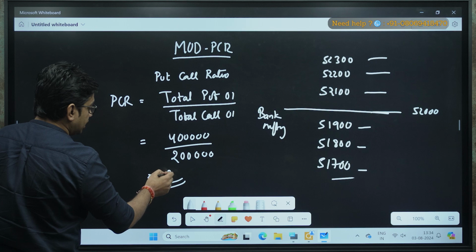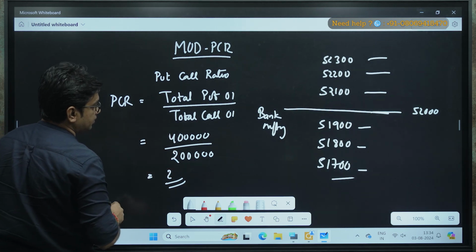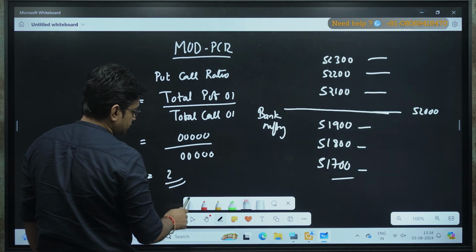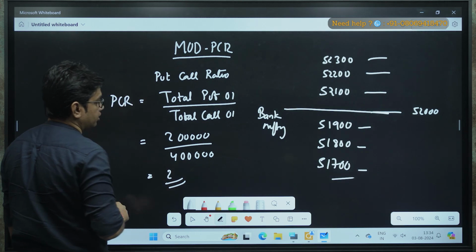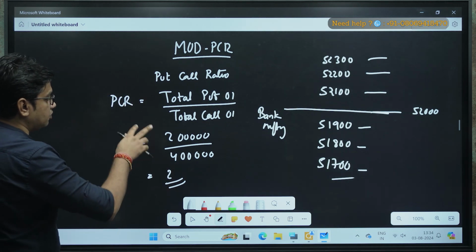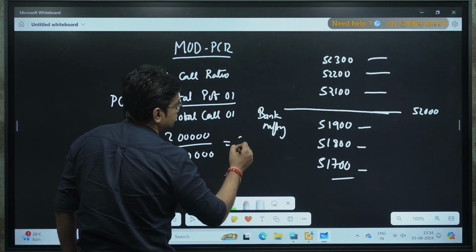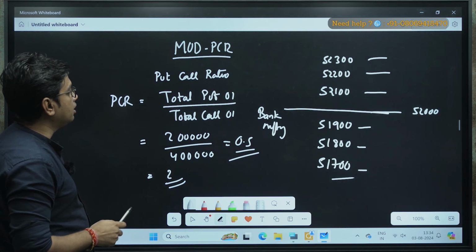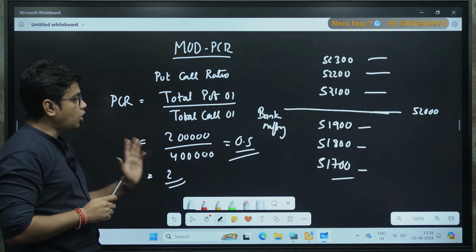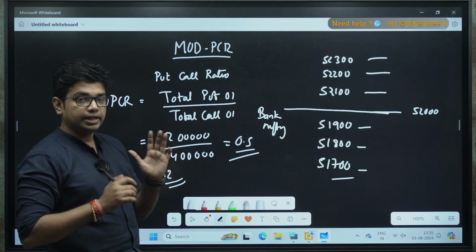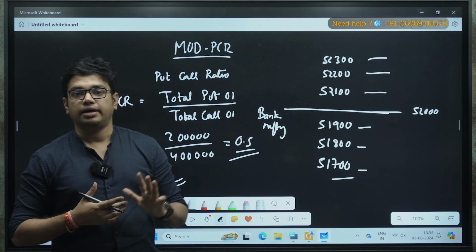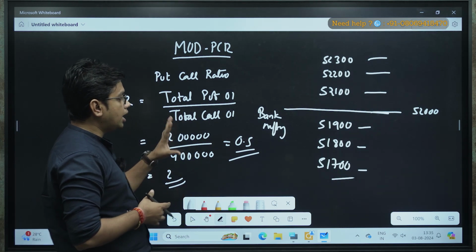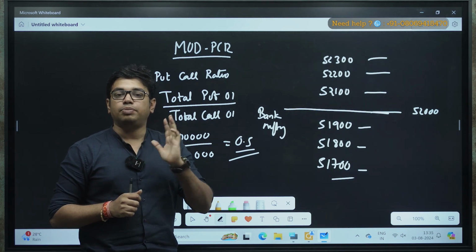Similarly, let's say if I take the reciprocal, here it is 2 lakh and here it is 4 lakh. Then how much will it be? It will be 1 by 2, so it will become 0.5. This figure is telling me that call writers are more as compared to put writers. Then there is a sentiment that this particular price will go down. So I'll take the trade in that particular direction.